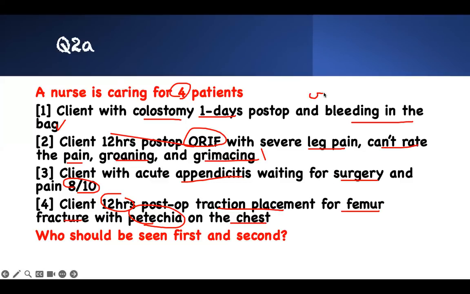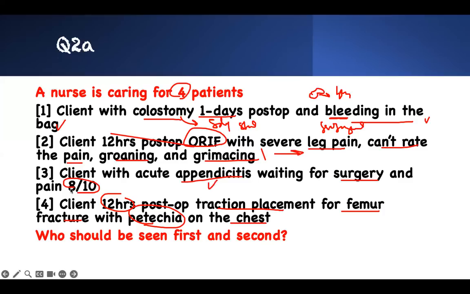When we create a colostomy, there may be some blood in the bag for the first day or two, then it starts clearing off, because it takes some time. A colostomy will take maybe 5 days before you have stool. So most of the time you get a small amount of blood. I mean, you can bleed enough from a colostomy and die from it, but maybe a little bit coming out is not that bad. Open reduction internal fixation: they fixed the bone. Now I have severe pain, I can't tell how bad it is, and when I'm grimacing, you have to know this patient's leg is about to die.